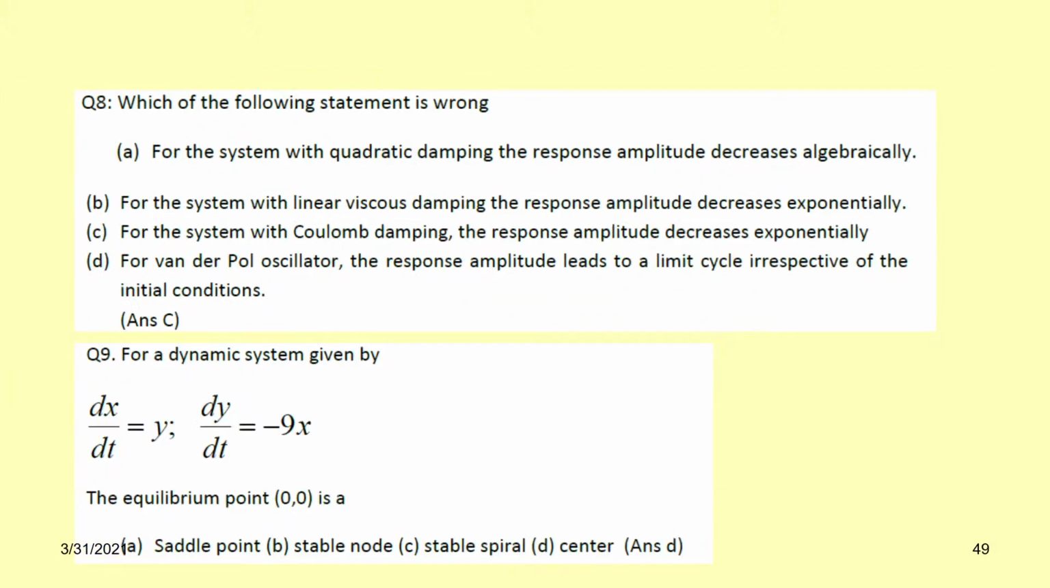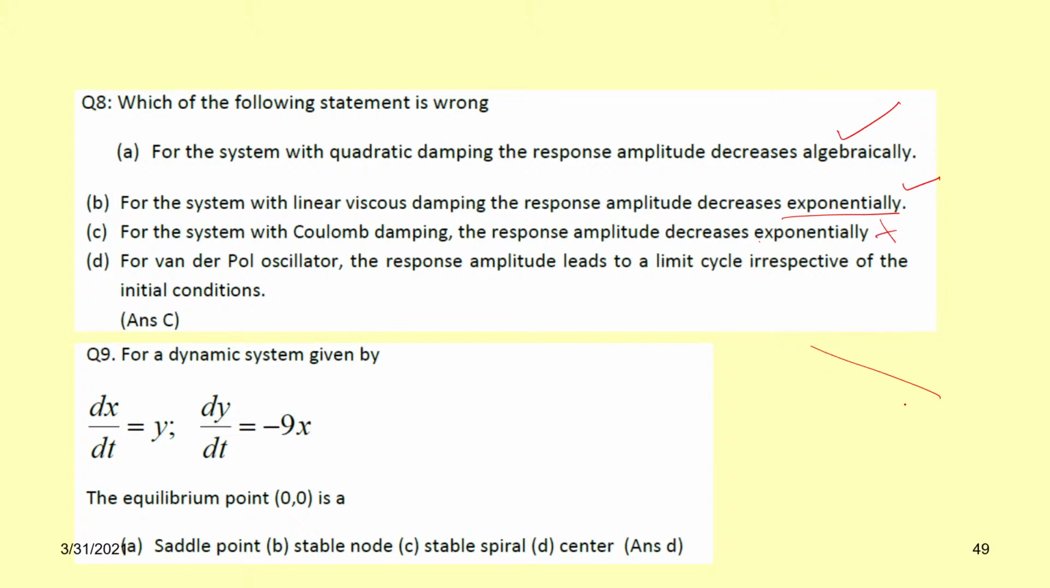Okay, next. Which of the following statements is wrong? For the system with quadratic damping, the response amplitude decreases algebraically. You can note it, so it decreases algebraically. This is correct. For a system with linear viscous damping, you already know it decreases exponentially. This is also correct. For the system with Coulomb damping, the response amplitude decreases... so this is not correct.